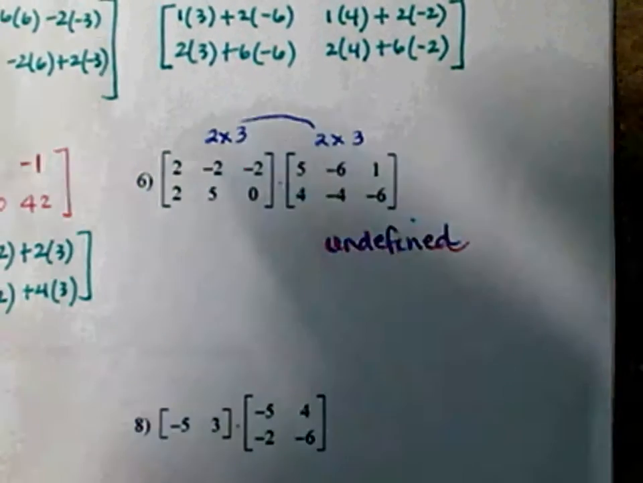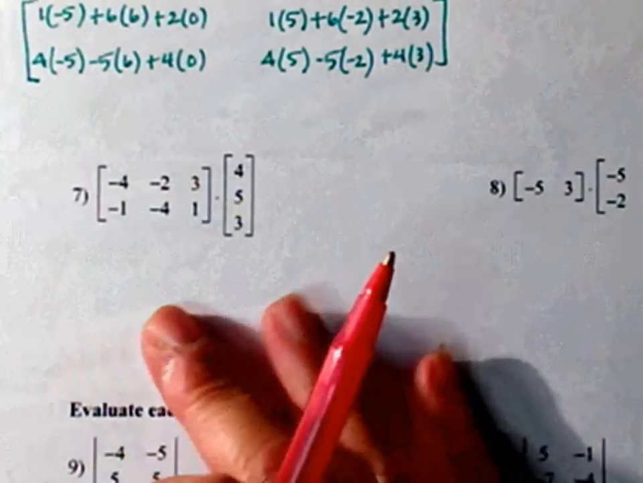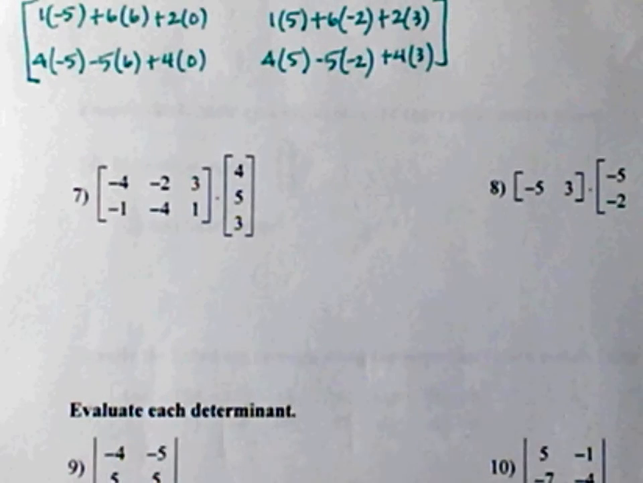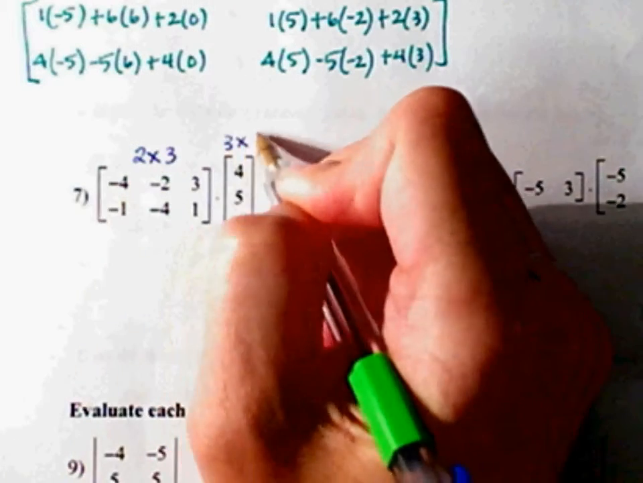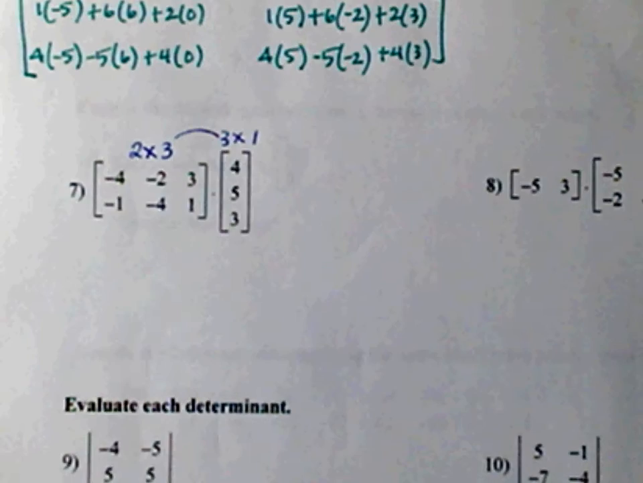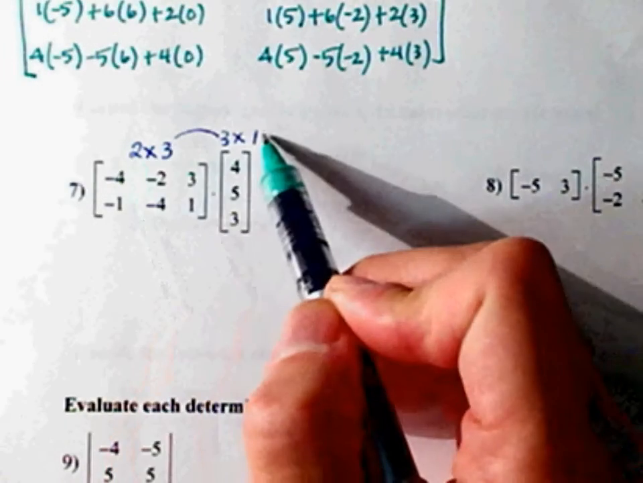Number 7. On number 7, you have a 2 by 3 and a 3 by 1. My rows and my columns are the same, or my columns and my rows, however you want to see it. And so I can multiply these two, and my new dimension will be a 2 by 1. All right? Here we go.